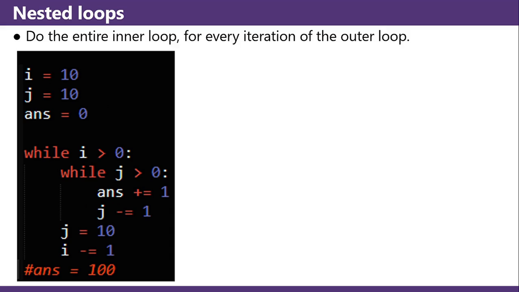Nested loops. Do the entire inner loop for every iteration of the outer loop. So in this case, j gets iterated 10 times for every iteration of the outer loop. So j happens 100 times because there's a multiplication relationship between the inner and the outer loop.